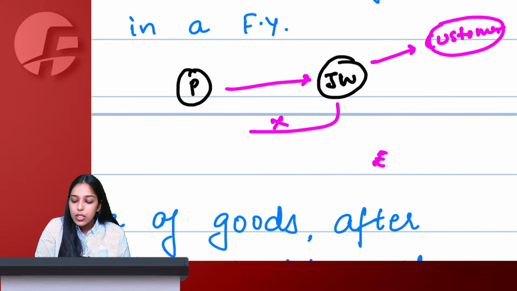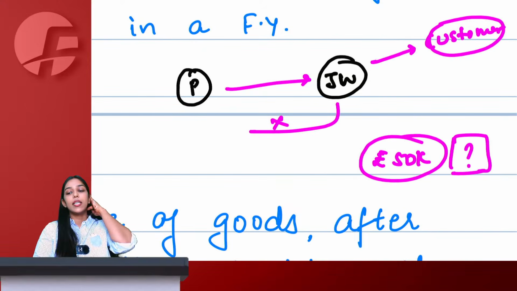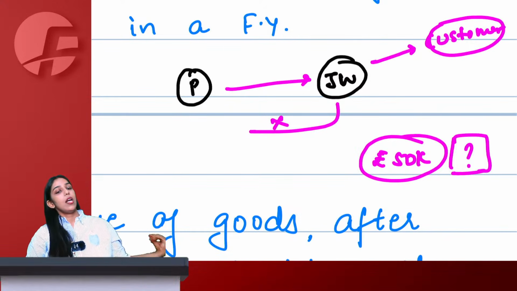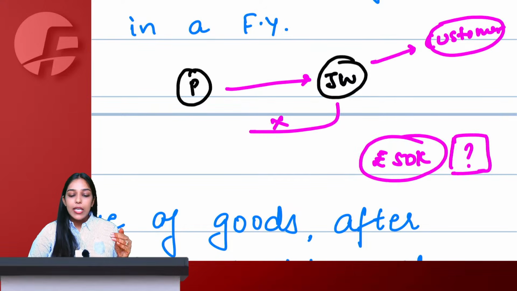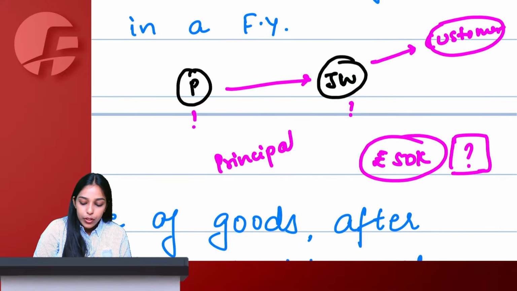Let us assume the goods were worth 50,000 rupees. This 50,000 will be added in whose aggregate turnover? Principal has given goods to job worker to undertake job work transactions. After job work is done, the goods are directly given to customer on behalf of principal. Whose aggregate turnover will it be? Principal or job worker? Ma'am, of course it will be added in principal's turnover only.